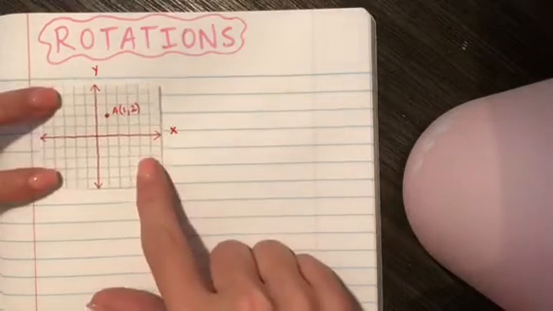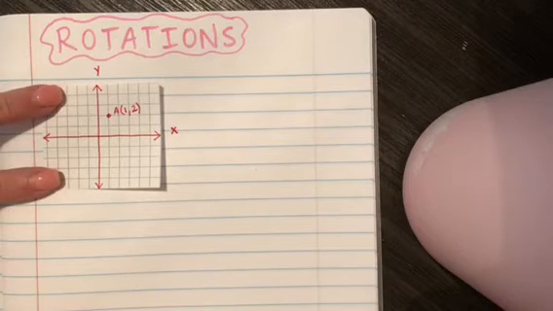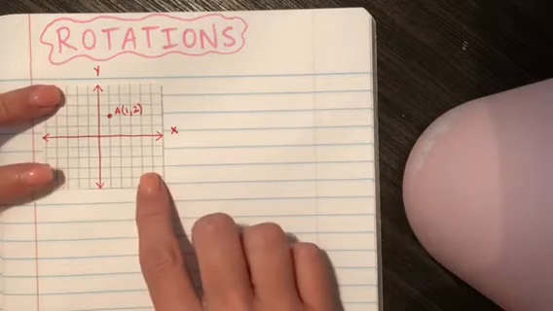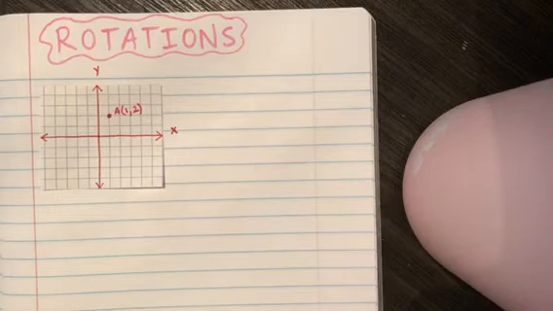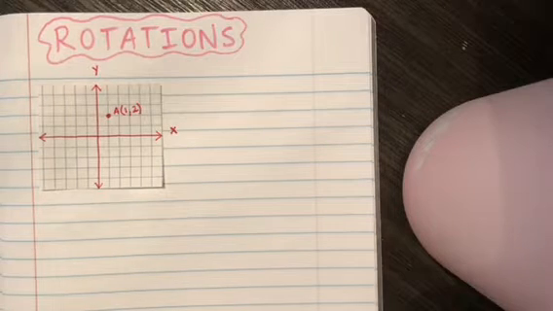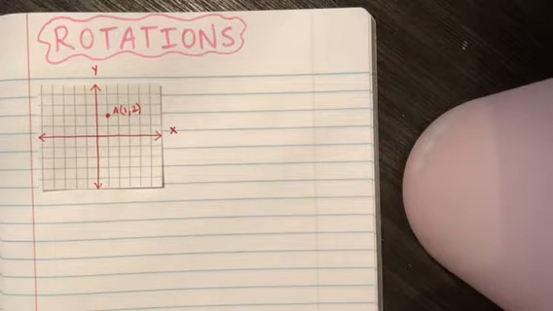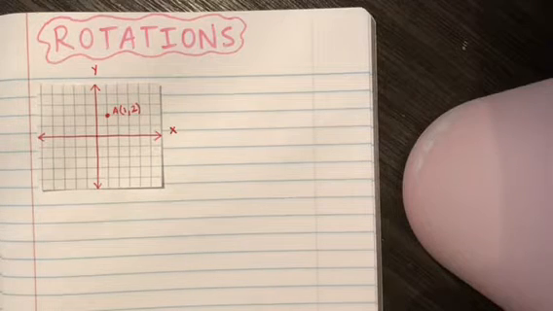Okay, we've talked about translations, which is just sliding a figure left, right, up, down. We've talked about flipping an image, which is a reflection. So now we're going to move on to rotations. We're going to specifically talk about 4 different rotations: rotating 90 degrees, 180 degrees, 270 degrees, and 360 degrees.